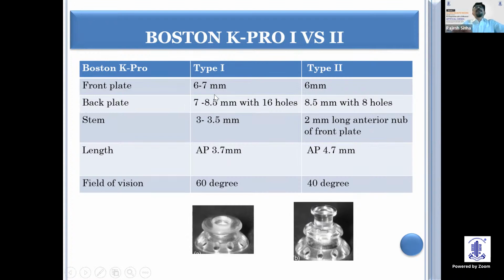So it has a front plate of 6 to 7 millimeters. In type 2, again, it has a front plate of 6 millimeters. Back plate with all these holes, 7 to 8.5 millimeter with 16 holes, 8.5 millimeter again with 8 holes. Then you have a stem, both have a stem. In type 2, since it has to go through the lid, this is the 2 millimeter long anterior nub of the front plate. And that is how it comes out through the lid.